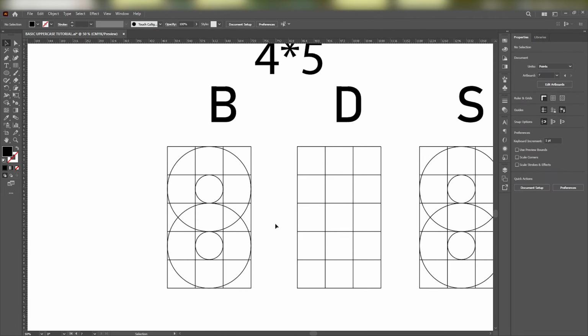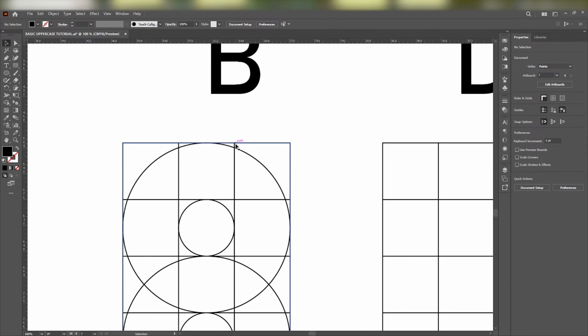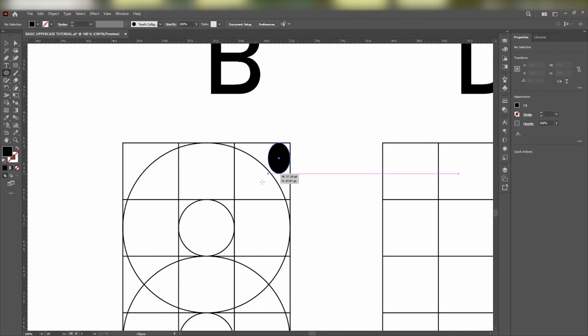All right, so this is where the mystery of the letter B comes in. The letter B, its curves at this point start from here to here. So we need a 3rd circle. Why do I keep making that mistake?